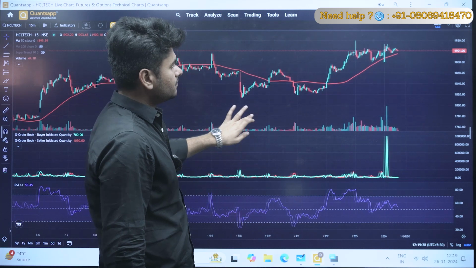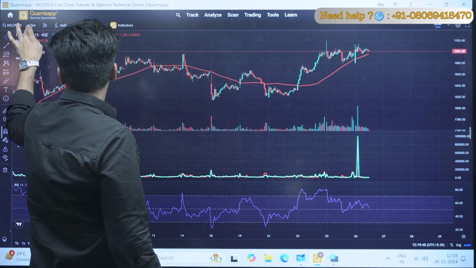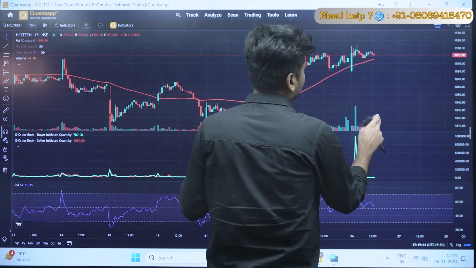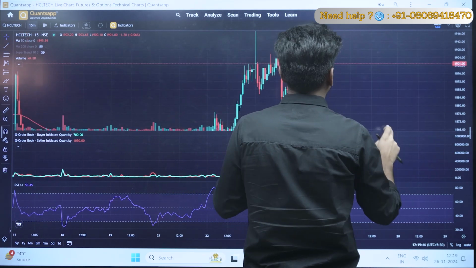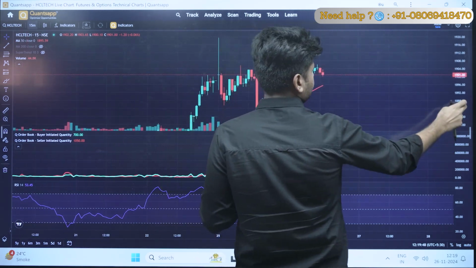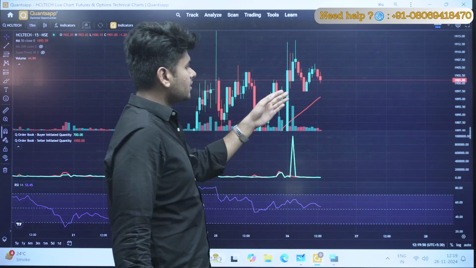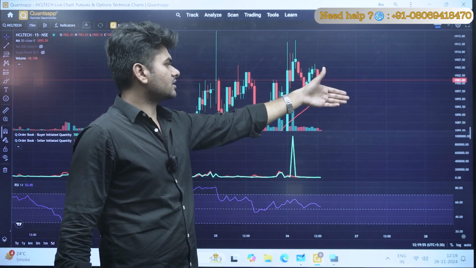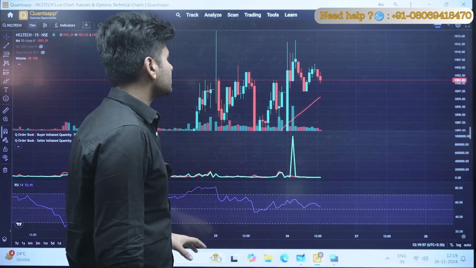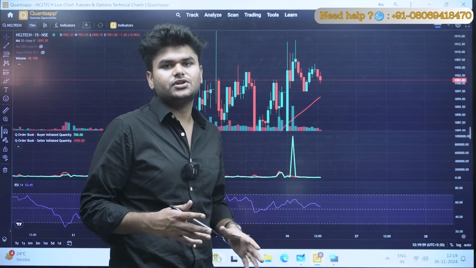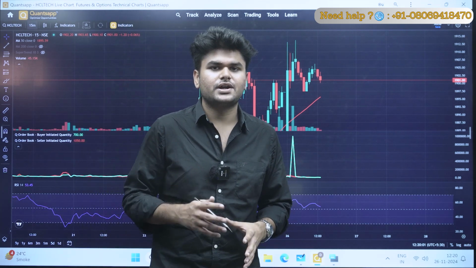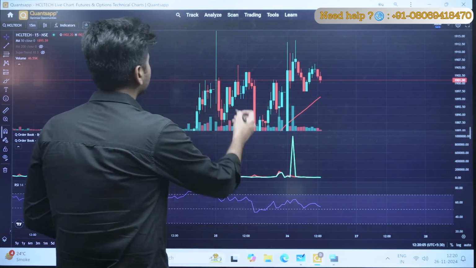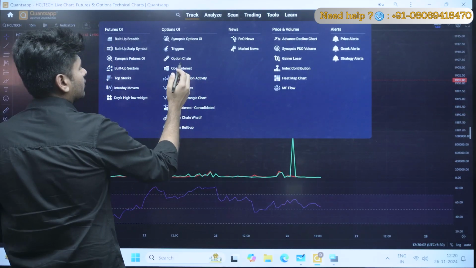So this is the 15-minute time frame. In the 15-minute time frame, the particular stock has made a high today, but again it is coming towards a support zone. So what is a support zone? Basically, you need to identify the zones. To identify such zones, we can use the help of the OI. So first we'll go to the track and then to the OI.